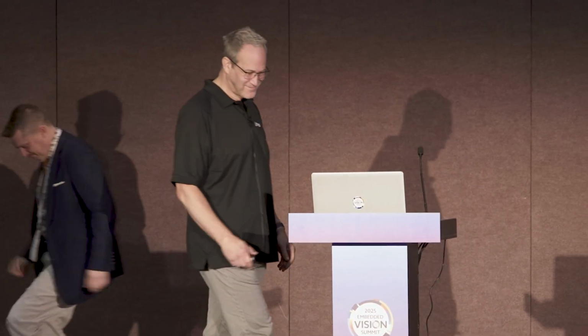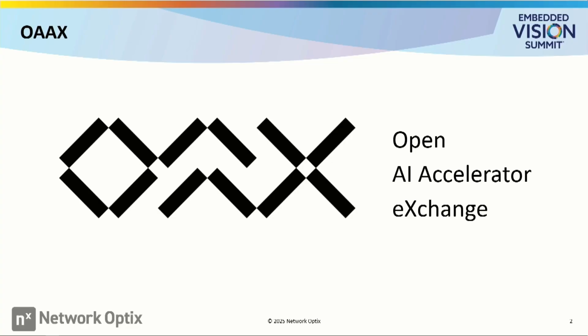Thank you. So, first of all, a very good morning. Like I was just introduced, my name is Robin van Emden. I'm the Senior Director of Data Science at Network Optix. Network Optix is a software company that is specialized in advanced video management systems with tightly controlled AI capabilities. So, why OAAX, or what is OAAX, maybe would be the first question.